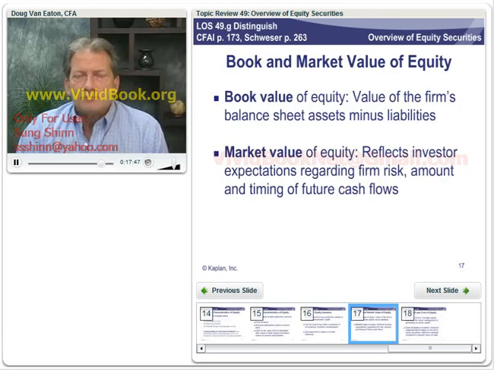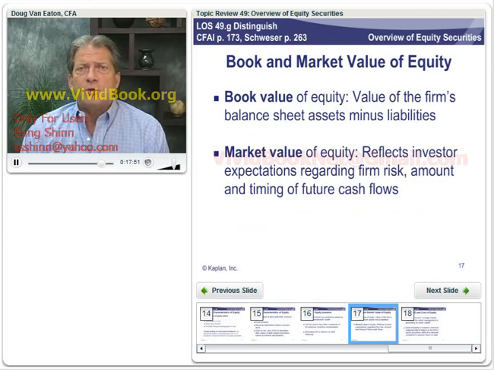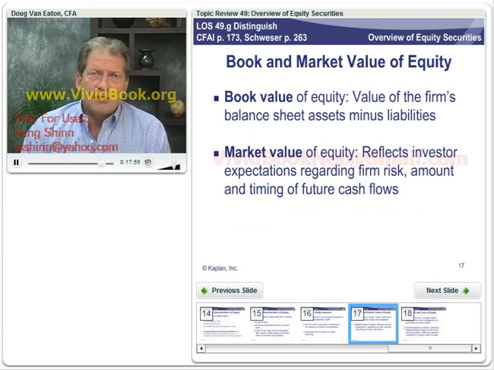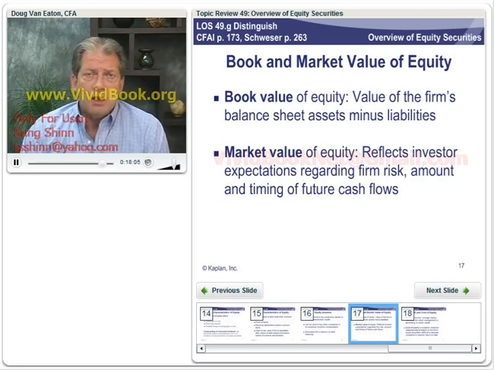We've got a learning outcome statement here that says you should know the difference between book value and the market value of a share of stock, and I think you probably already do, right? Book value of equity is the balance sheet value. We take shareholders' equity or common shareholders' equity and divide it by the number of shares outstanding, and that's the book value of the equity.